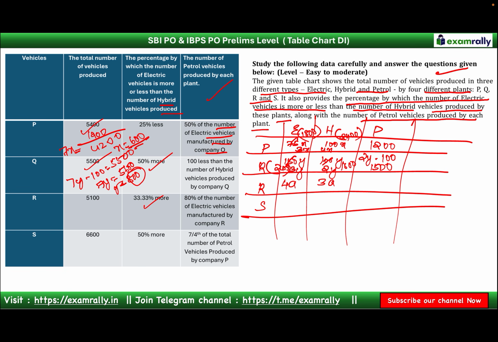Okay, so that is R. 4A into 80 by 100. 80 by 100 means 4 by 5. That is equal to 16 by 5. 16 by 5 means 3.2A will be the petrol vehicle.